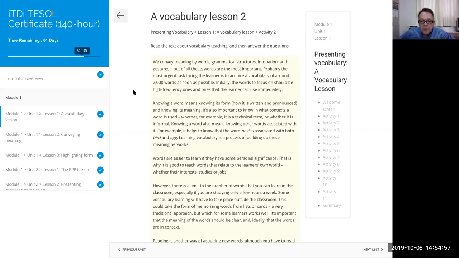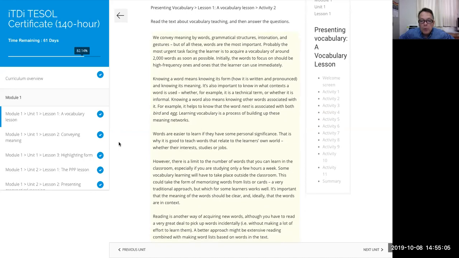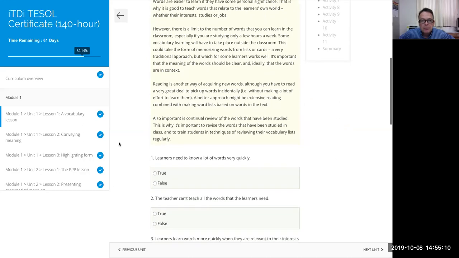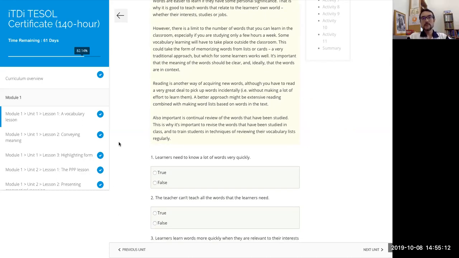Words are easier to learn if they have some personal significance. That is why it's good to teach words that relate to the learner's own world, whether they're interests, studies, or jobs. However, there is a limit to the number of words that you can learn in the classroom, especially if you're studying only a few hours a week. Some vocabulary learning will have to take place outside the classroom.